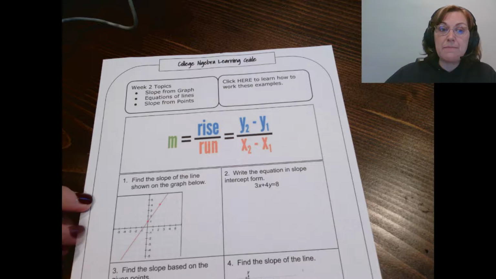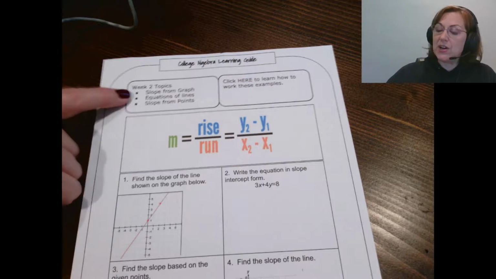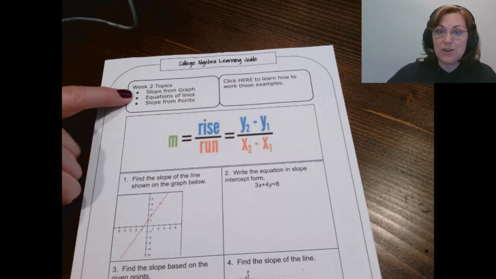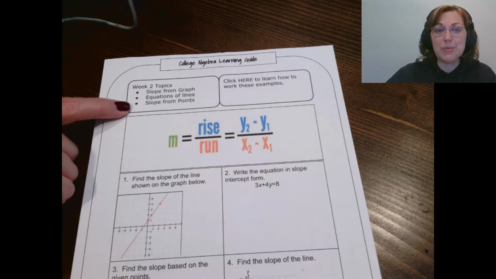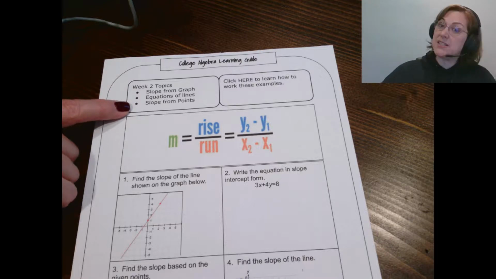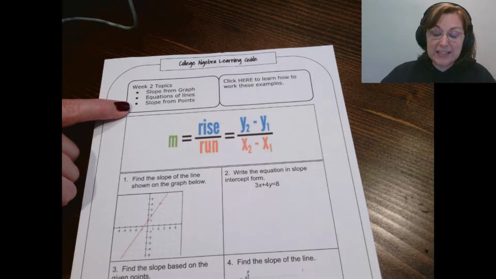This particular example, we are going to work on slope from a graph. We're going to talk about equations of lines, and then we're also going to calculate slope from points. Now, this is part 3 of the unit of the week 2 learning guide for college algebra.